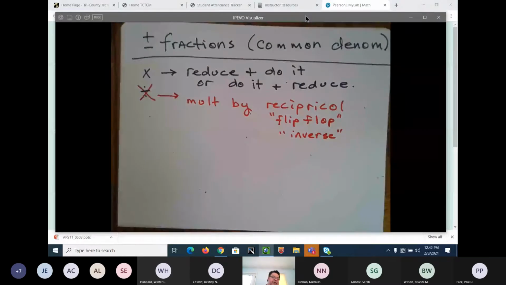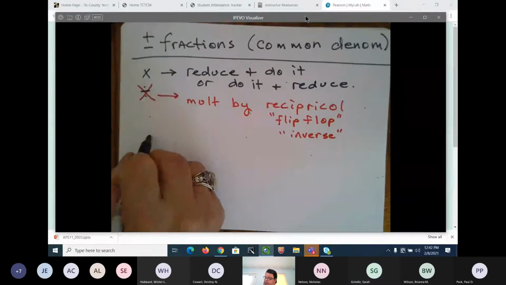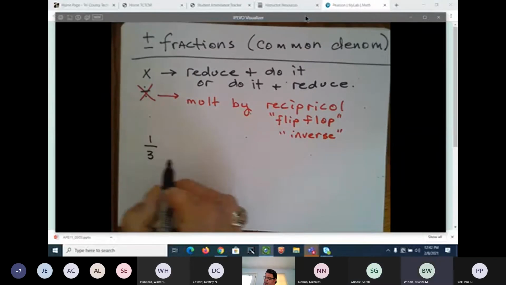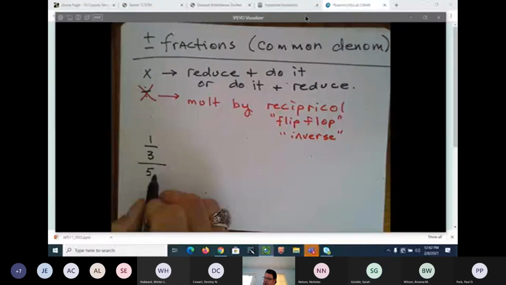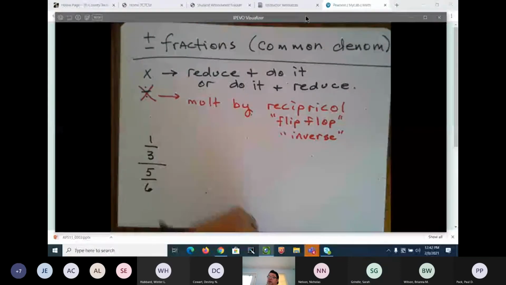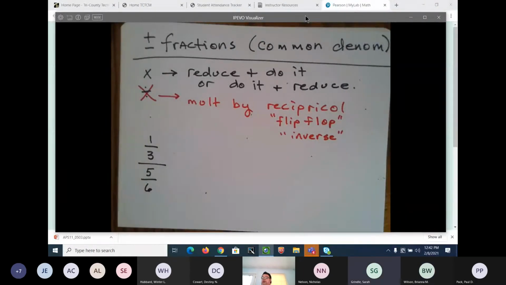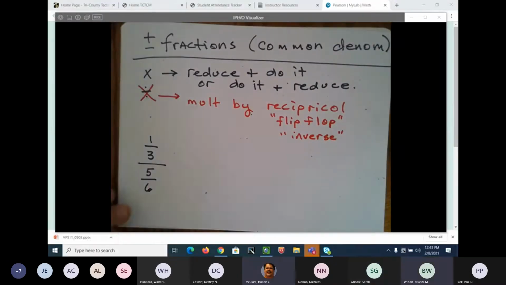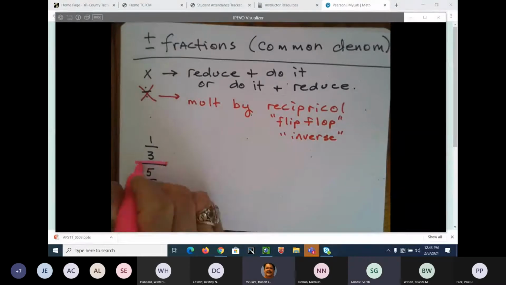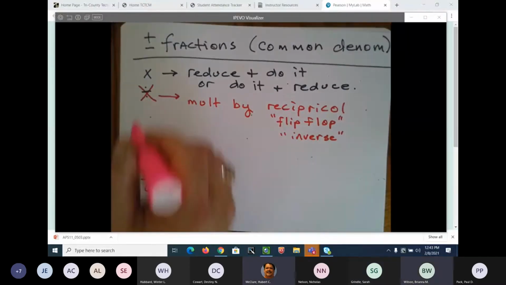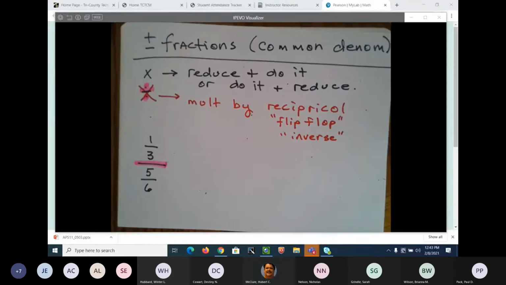So let's go ahead and try some. Let's do 1/3 divided by 5/6. That's a division problem because that fraction bar, and I'm going to highlight that fraction bar because some of y'all forget this. I'm going to turn my video off. Since y'all are being antisocial, I'm going to be antisocial. All right. That fraction bar means division.